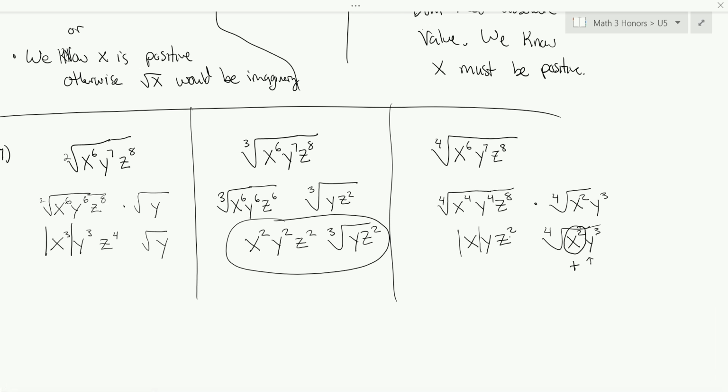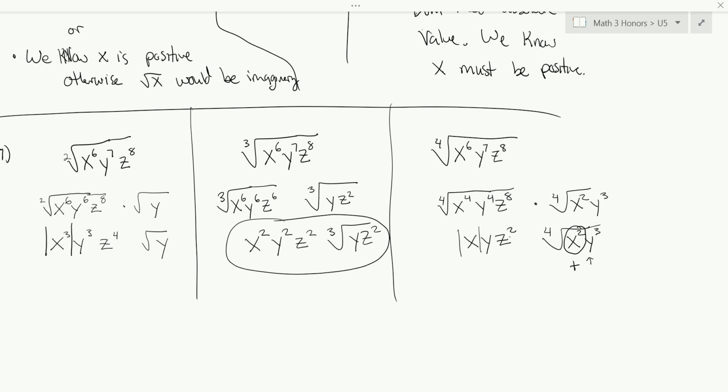Could x be negative? Then that's a problem, because if I had a negative, I need a positive answer out here, so I have to make sure I get this positive. Now, y can't be negative, because that would cause an issue. So I know y is positive, and that's why I don't need the absolute value.